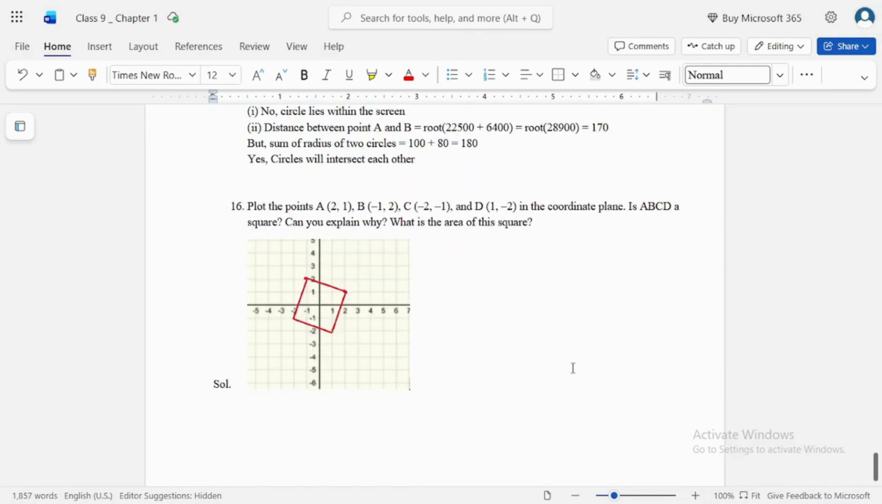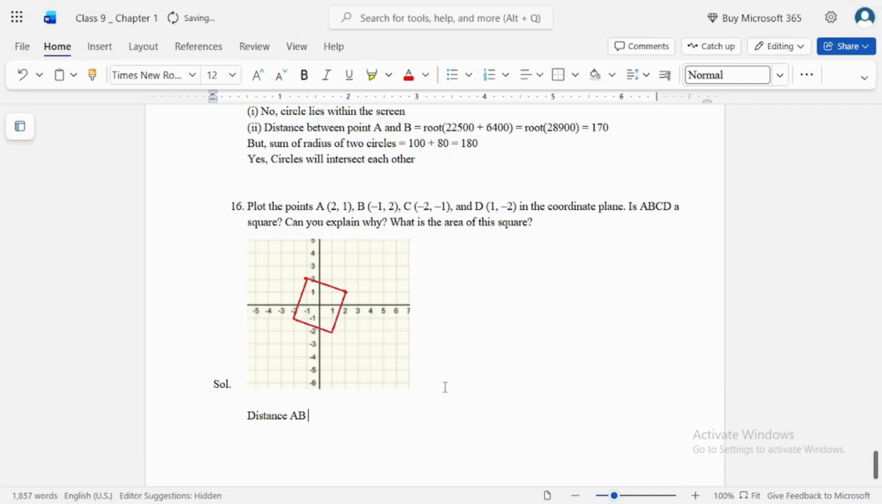Okay, now finally coming to the last question of this exercise. Plot the points A, B, C, D in the coordinate plane. Is ABCD a square? Can you explain why? So I have plotted these points A, B, C, D on the Cartesian plane. Now to say whether this ABCD is a square or not, we will find the distances AB, BC, CD and DA, and if all the distances are equal, we can conclude that yes, it is a square, right?